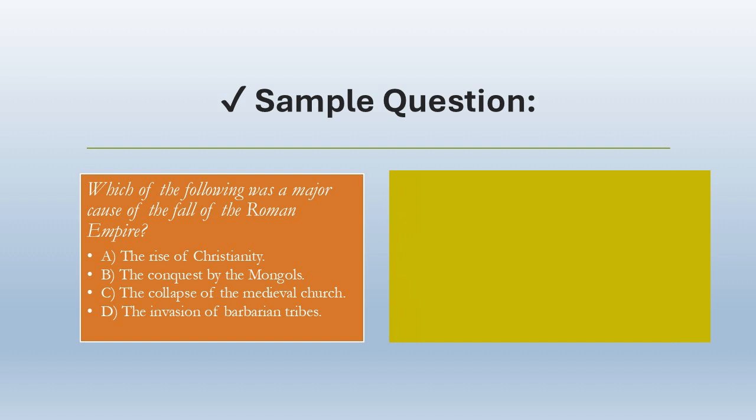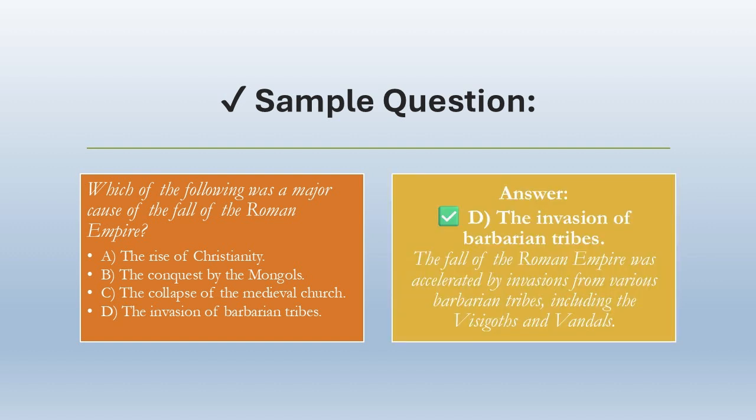Which of the following was a major cause of the fall of the Roman Empire? A. The rise of Christianity. B. The conquest by the Mongols. C. The collapse of the medieval church. D. The invasion of barbarian tribes. Answer: D. The invasion of barbarian tribes.